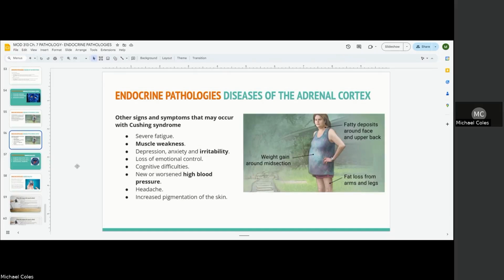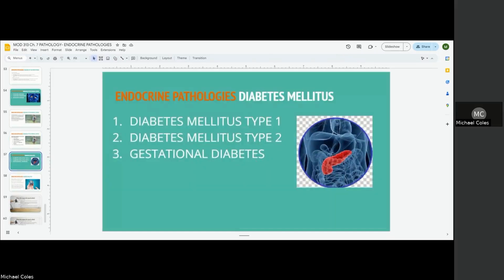So then we have diabetes. We're looking at the pancreas. Diabetes type 1, diabetes type 2, and then gestational diabetes just means that this is happening in birth. Sometimes it'll happen in birth, but once the baby is born, then this condition ceases.